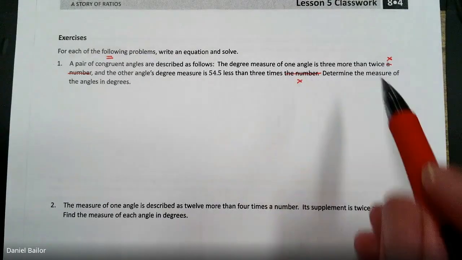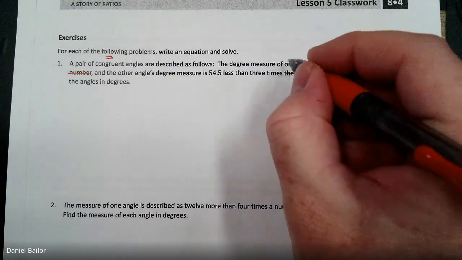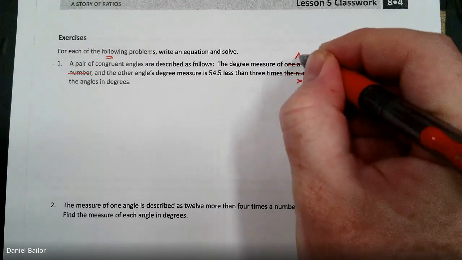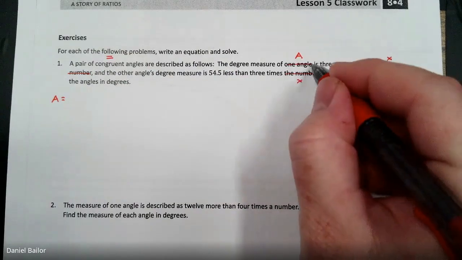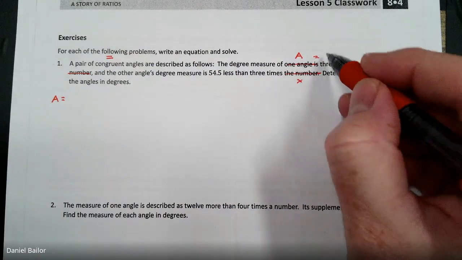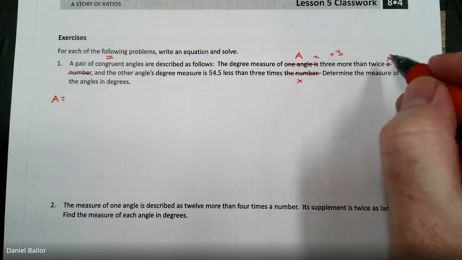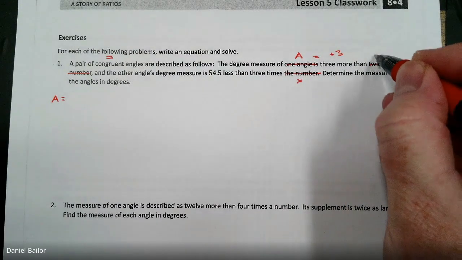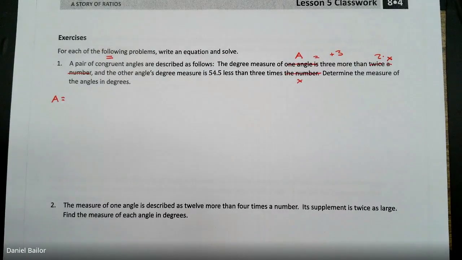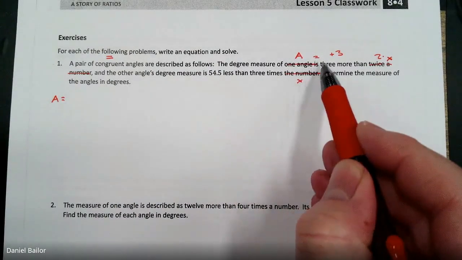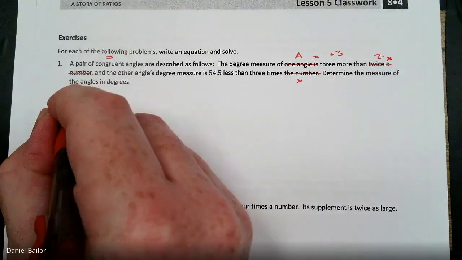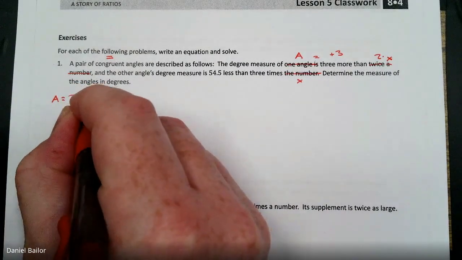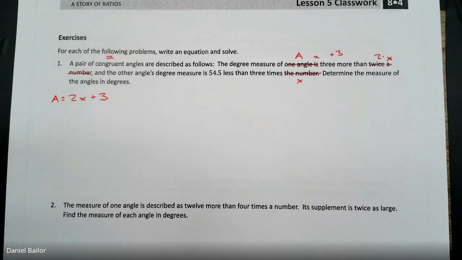So the degree measure of one angle. Let's just say the degree measure of angle A. So A equals 3 more, which is plus 3, than twice x. So A is going to be twice x, 2 times x plus 3. That's our translation for A.